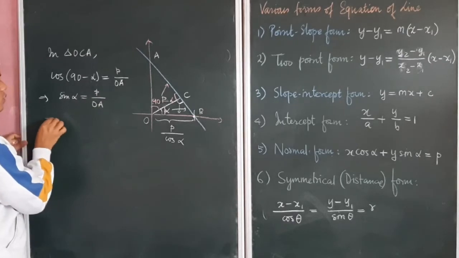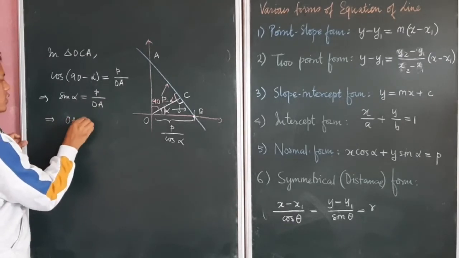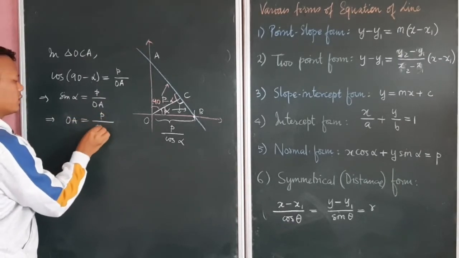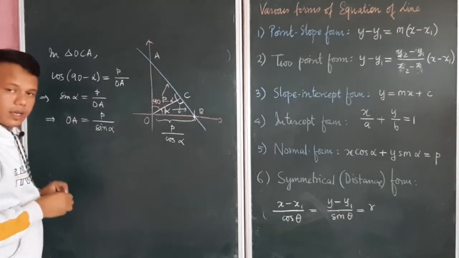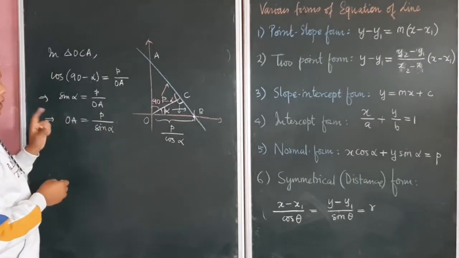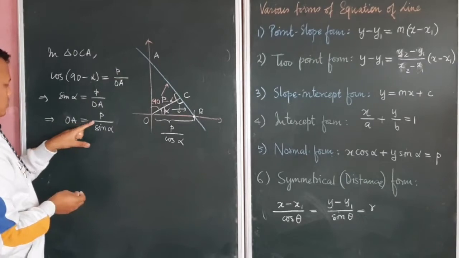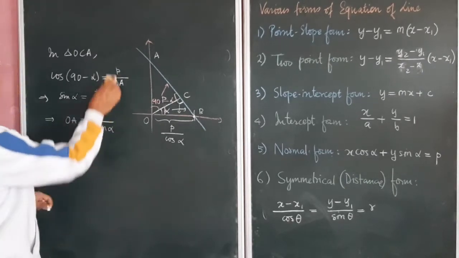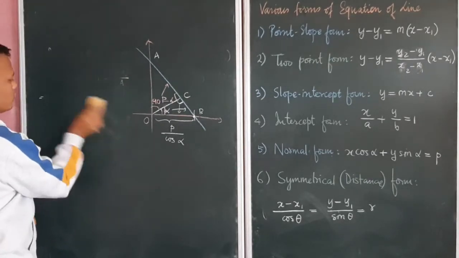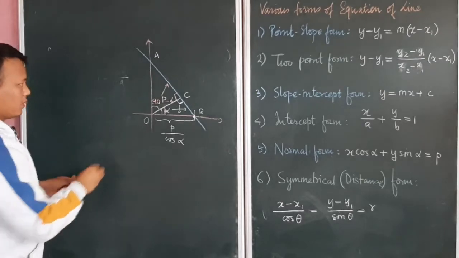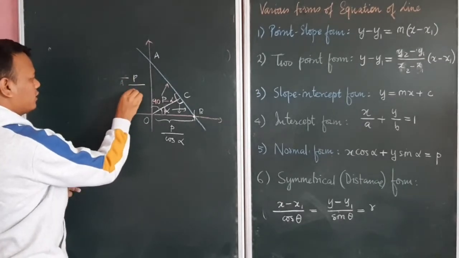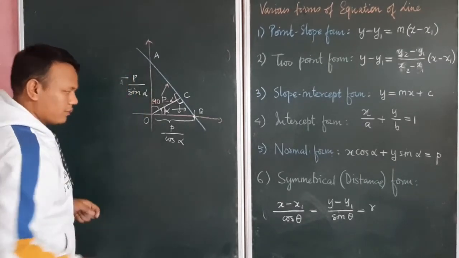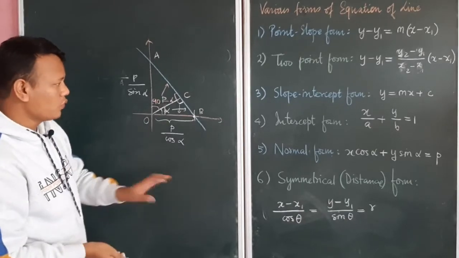So basically from here, what is OA? OA is turning out to be P by sin alpha. So basically my y-intercept is equal to P by sin alpha. Okay, so we have y-intercept P by sin alpha. Fine. Now let us go to intercept form.